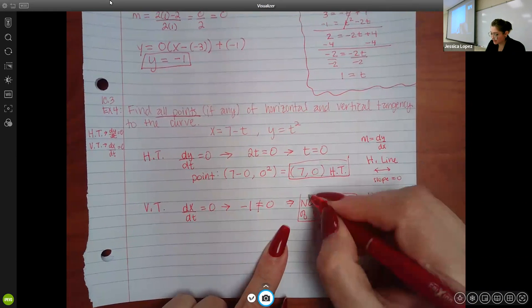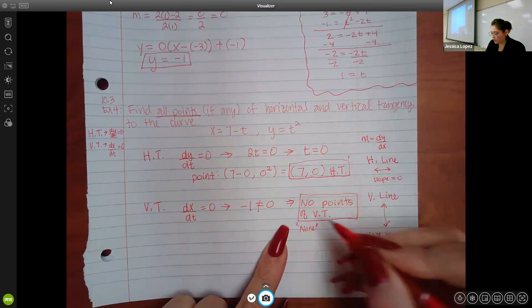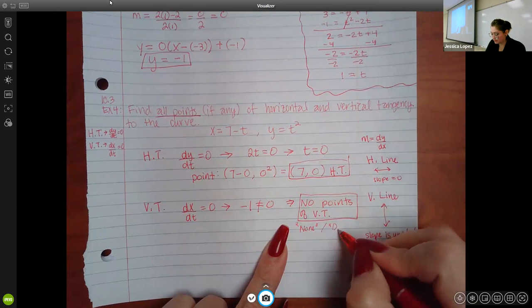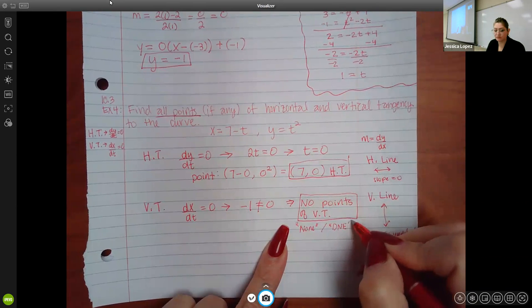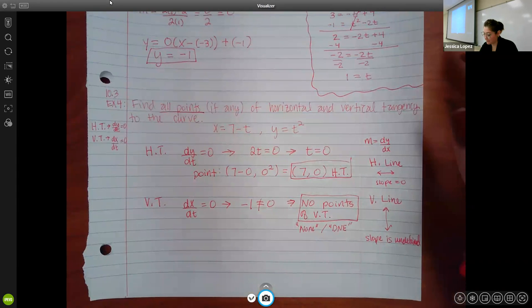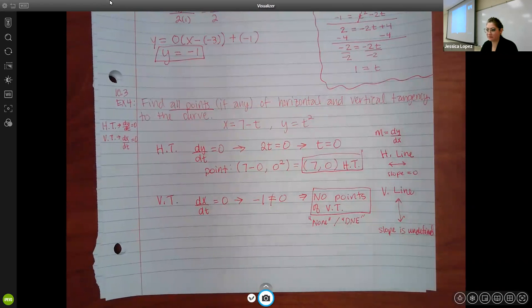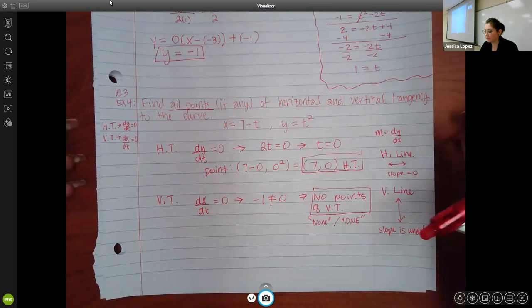And pay attention in WebAssign, because I'm not sure if it makes you select the word none or if it makes you type in DNE. It'll be one of those two if that situation happens. Sometimes you get both. I think in the video we got both. I just wanted you to see what it looks like when you don't have a tangent point.